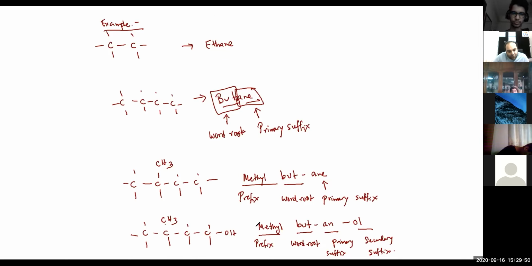Exactly, this is called 2-methylbutan-1-ol. Okay, next, I'm moving to the next part.